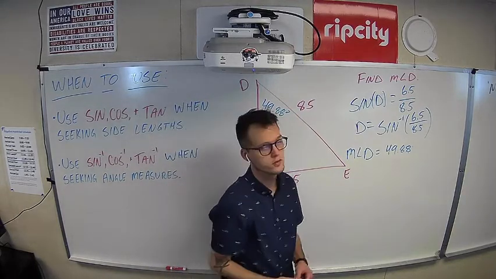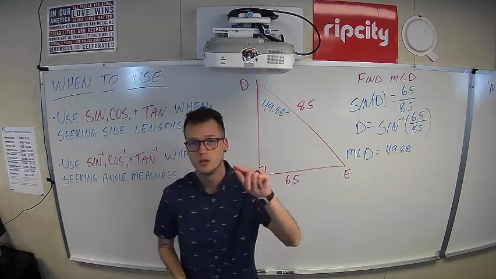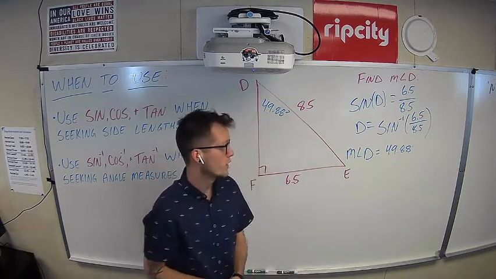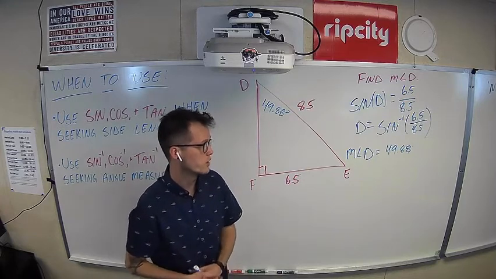Use standard trig functions when you're trying to find side lengths. Use inverse trig functions when you're trying to find angle measures. Be extra careful with your algebra. Show some extra work if you're not sure.